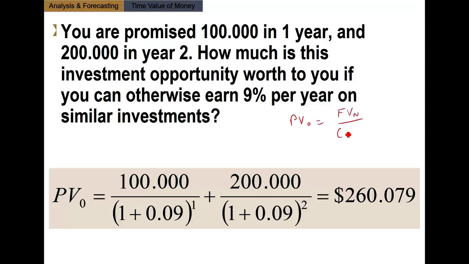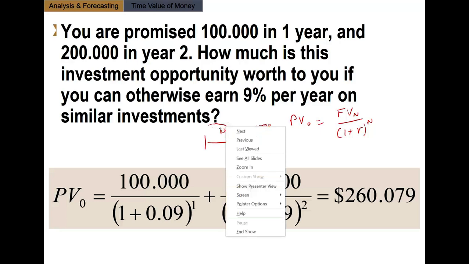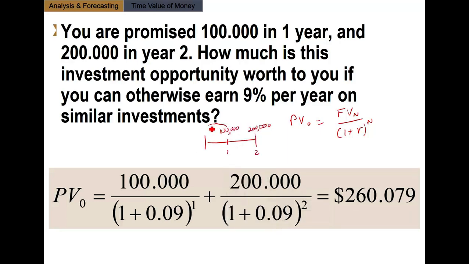Discounted or divided by 1 plus the discount rate, r, raised to n, right? So if here we have a situation where you have $100,000 located in year one and $200,000 located in year two, then what is the value today of those two future amounts? All we have to do is take the first $100,000 and just discount it, bring it back, convert it to time zero value.